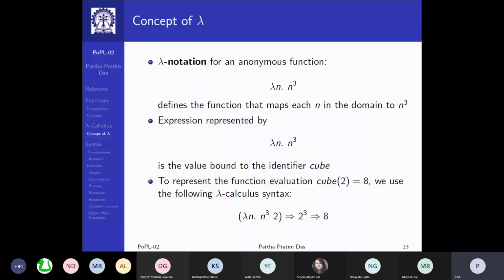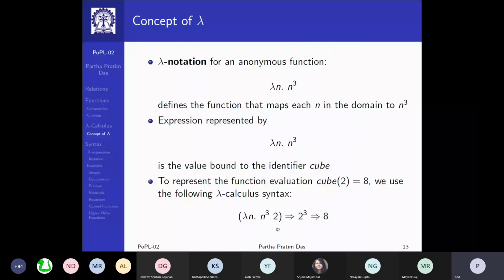So in lambda syntax, you write this application in this notation. Lambda n dot n cube is a function. The first part is a function. Then you are applying this function, lambda n dot n cube, onto 2. This first part is a function, the second is a parameter. So you're applying it onto 2. That is, you are invoking the function call.